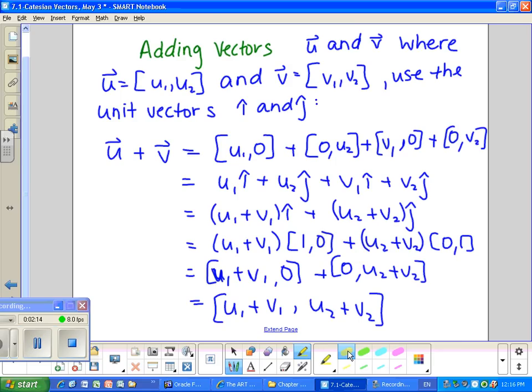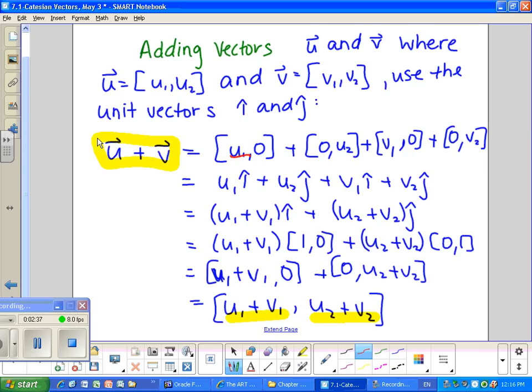Okay, so for adding vectors, essentially all you need to know is this part. When you add the two, all that's doing is adding the first parts, so from your v and from your u, take your x part of each and add those two together, and then take your y parts and add those two together, and that will get your final vector. But to show you, I wanted to show that you could take this and write it as a unit vector.